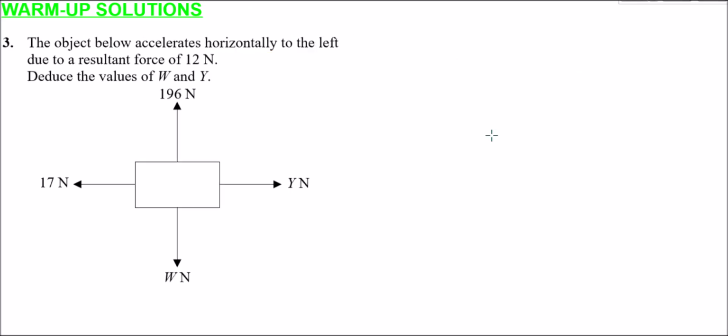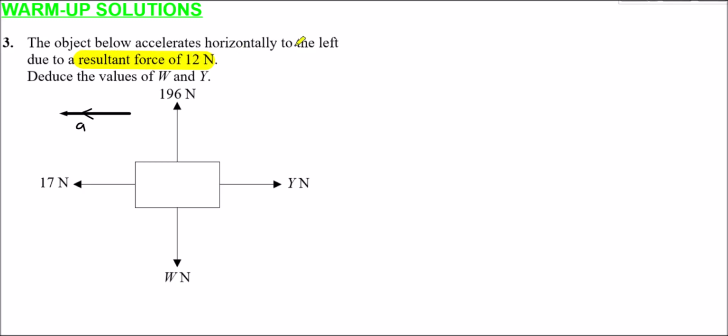Question 3, very similar to question 2. However, we're told here that now this object is actually accelerating horizontally to the left due to a resultant force of 12 newtons. So what's happening here is it's going to the left, so the acceleration is in this direction, and it's due to a resultant force of 12 newtons.